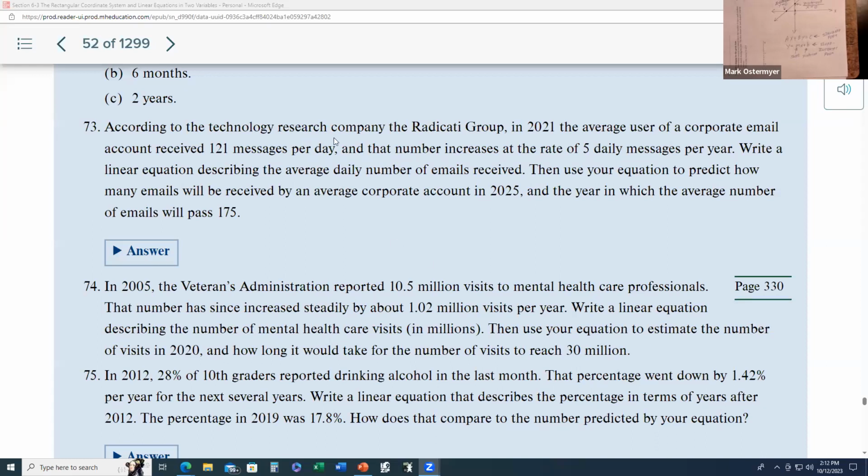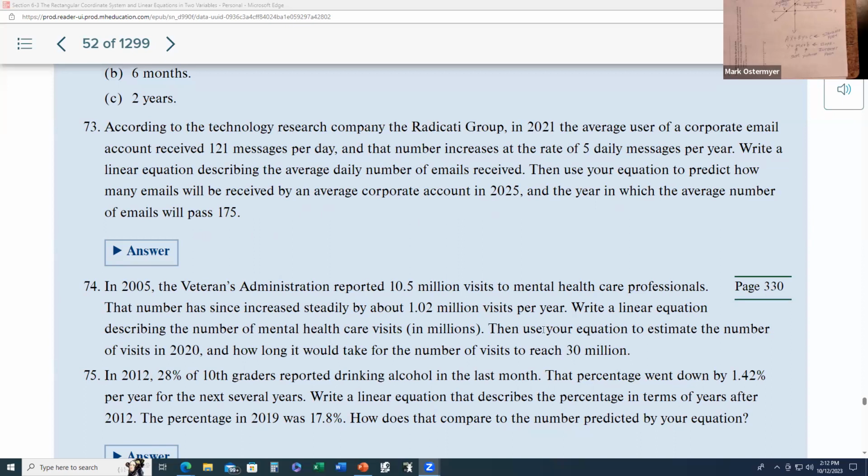It says, according to the technology research company, the Radicati Group in 2021, the average user of a corporate email account received 121 messages per day, and that number increases at a rate of 5 daily messages per year. Write a linear equation describing the average daily number of emails received. Then use your equation to predict how many emails will be received by an average corporate account in 2025 and the year in which the average number of emails will pass 175.